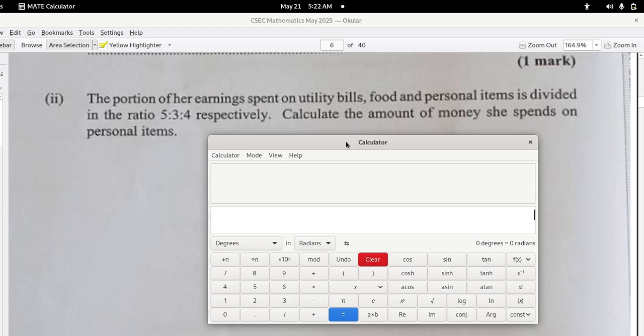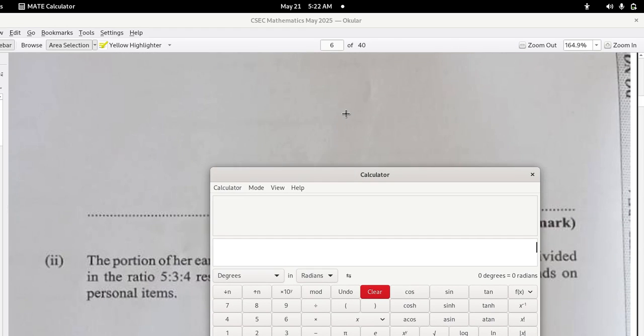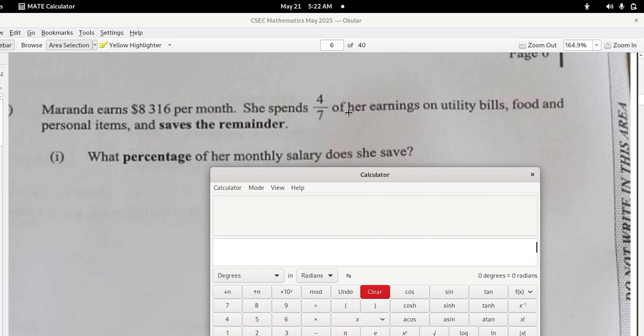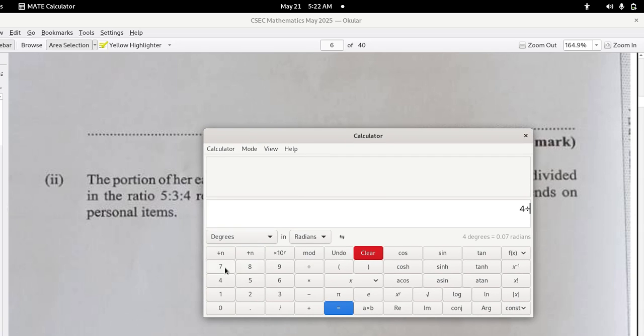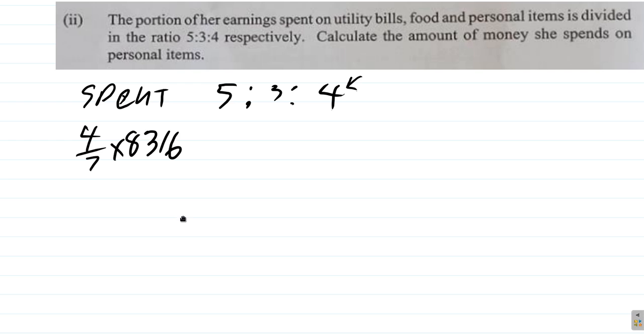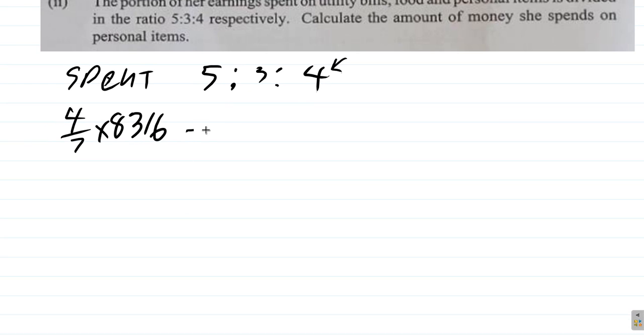It's 8316 times 4/7, equal 4752. Alright, so that is $4752 that she spends. She spends that amount of money.